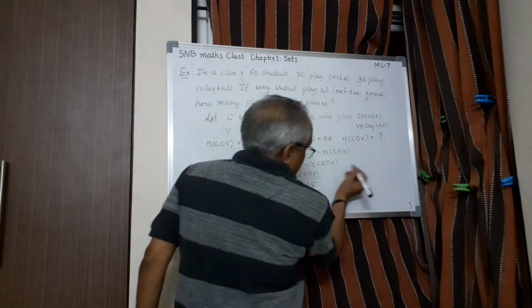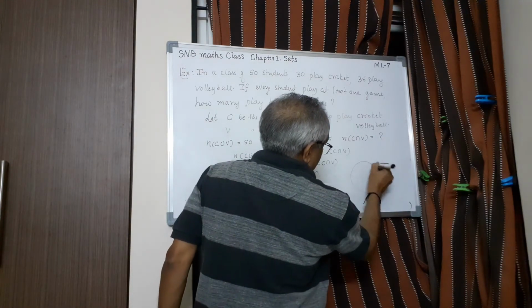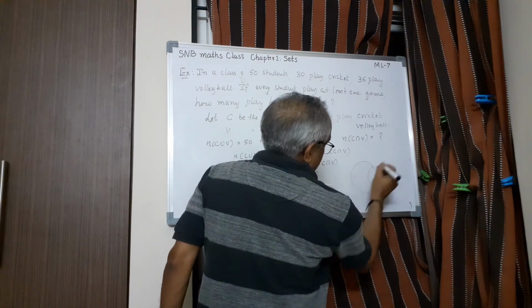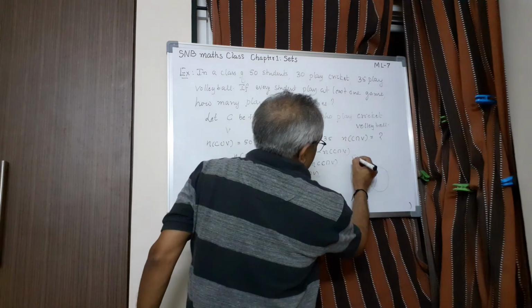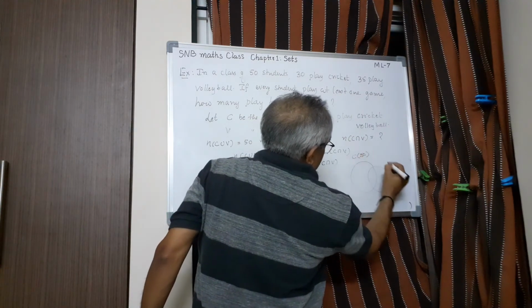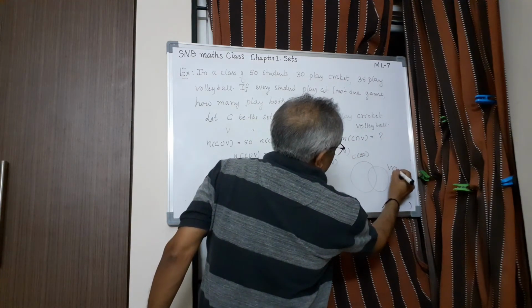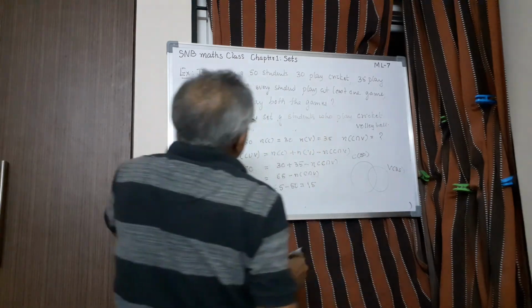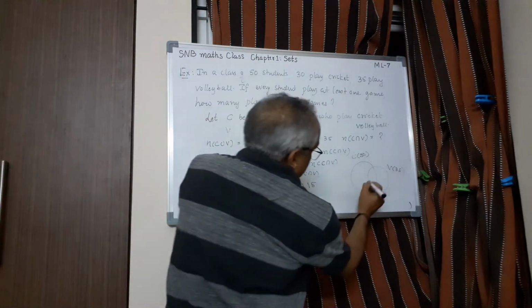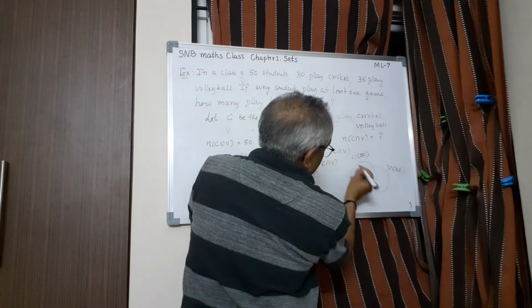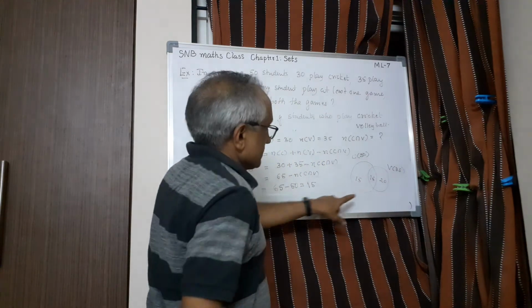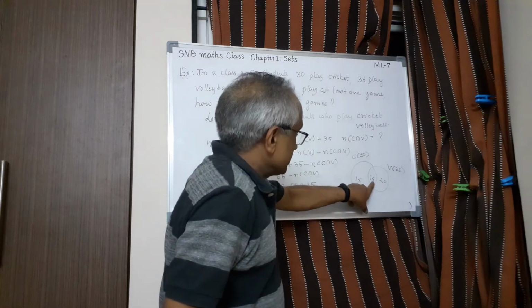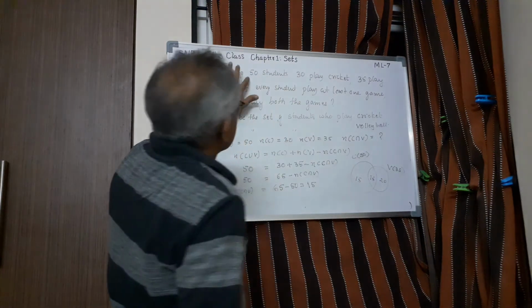So you can also represent this in the Venn diagram, like this. This is 30. So here C 30, then V 35, and here the common part is 15. Then of course here remaining 15. Here it is 20. So you can check 20 plus 15 plus 15 is 30. 30 plus 20 is 50. So this is the thing.